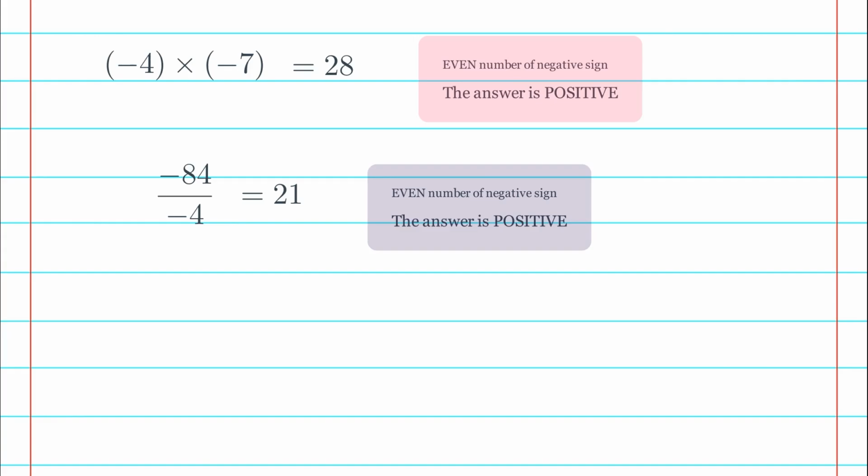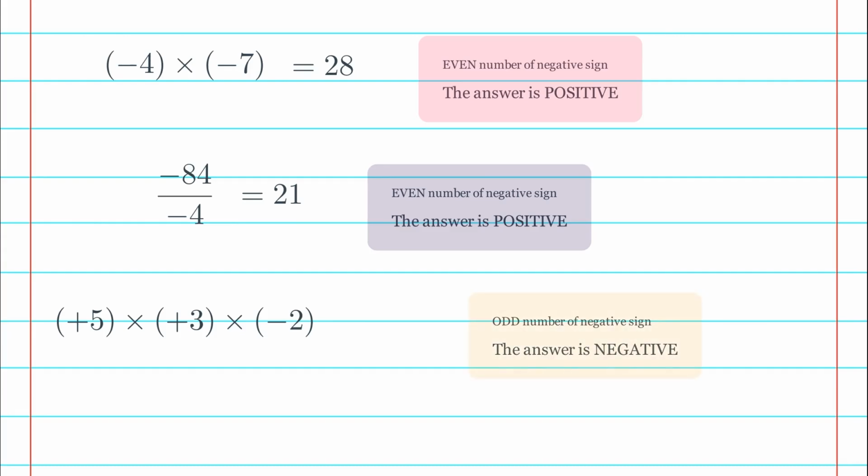Let's see one more example. We have 5 times 3 times negative 2. Again, we count the number of negative signs. We can clearly see that there's only one negative sign. So the answer will be negative, which is negative 30.